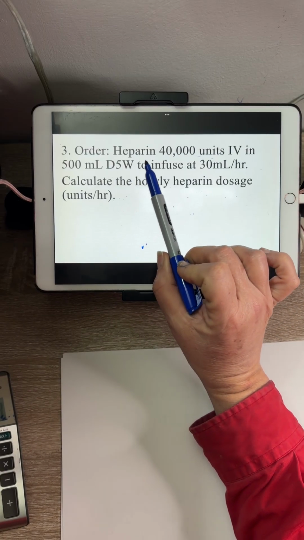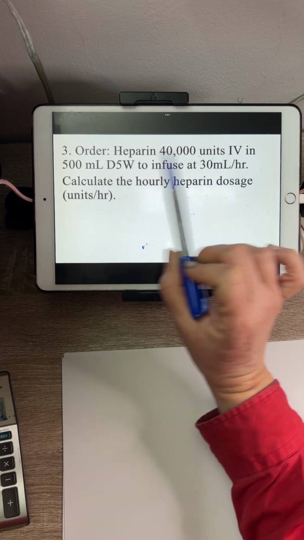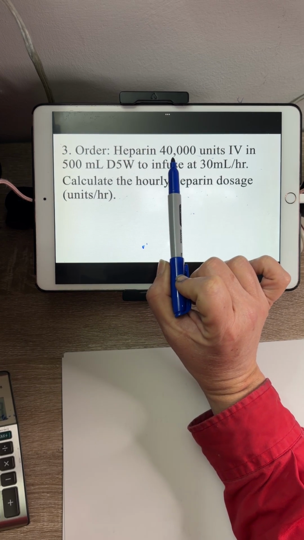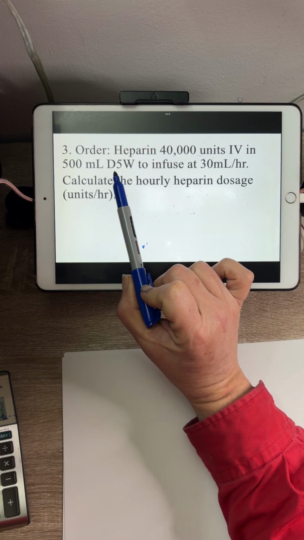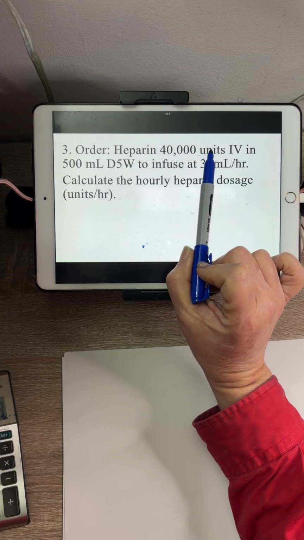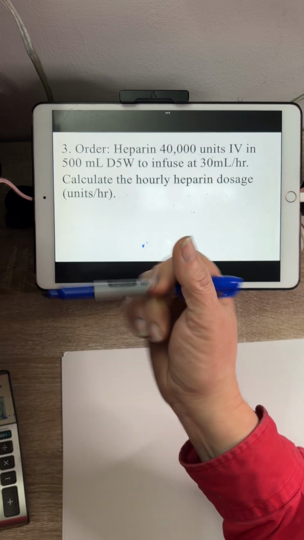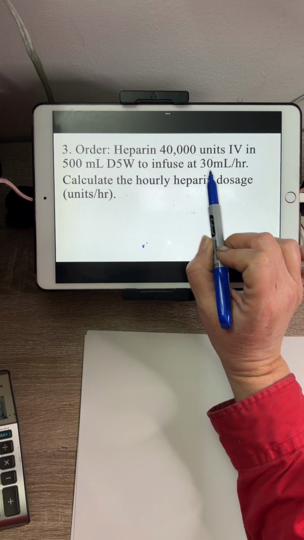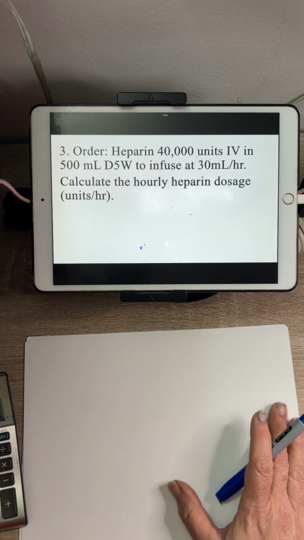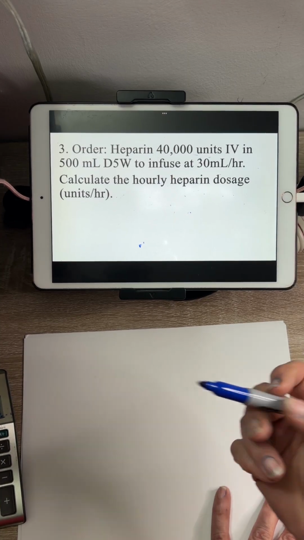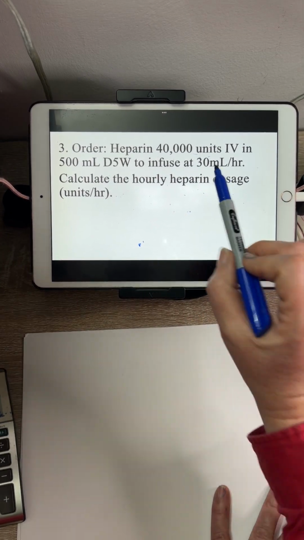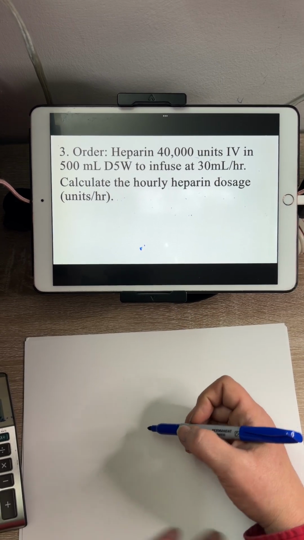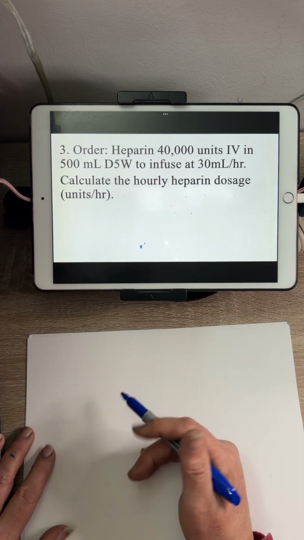The order is for heparin, 40,000 units in 500 milliliters. Now look, I need you to understand that this is the dose on hand. 40,000 units in a bag of 500 milliliters is what we have in our hand. To infuse at 30 milliliters an hour. Who wants that? Look, you don't. I know you don't. I don't. That's what Mr. Man wants. So even though it's milliliters, I want you to know if that's what they give you, you can use that. It's still a dose order over dose on hand.